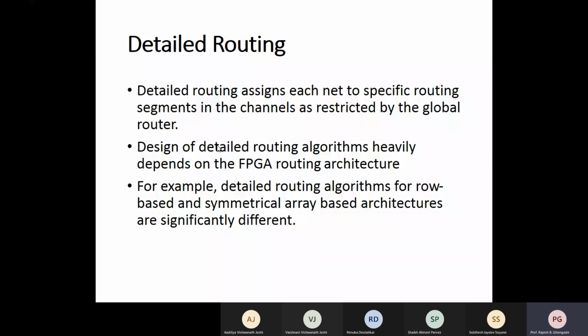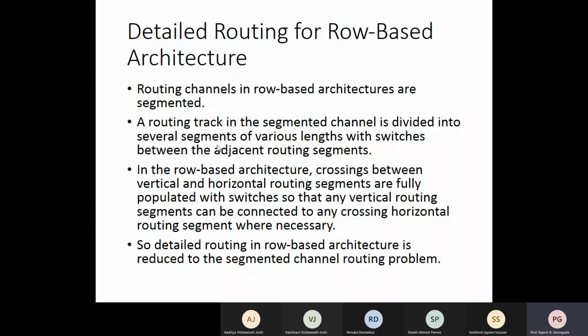Depending again on the internal architecture of the FPGA, this kind of detailed routing may change. Now, this is for detailed routing for row-based architecture. Routing channels in row-based architectures are segmented. The routing track in the segmented channel is divided into several segments, and we have switches between the adjacent routing.